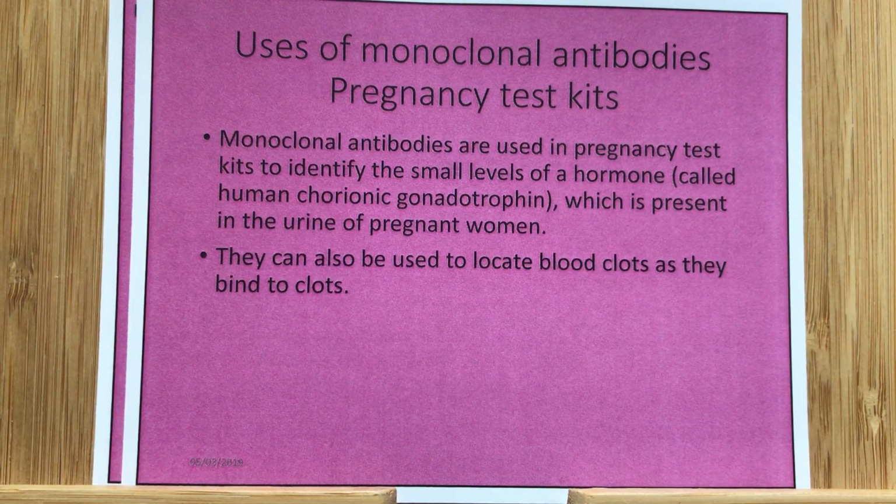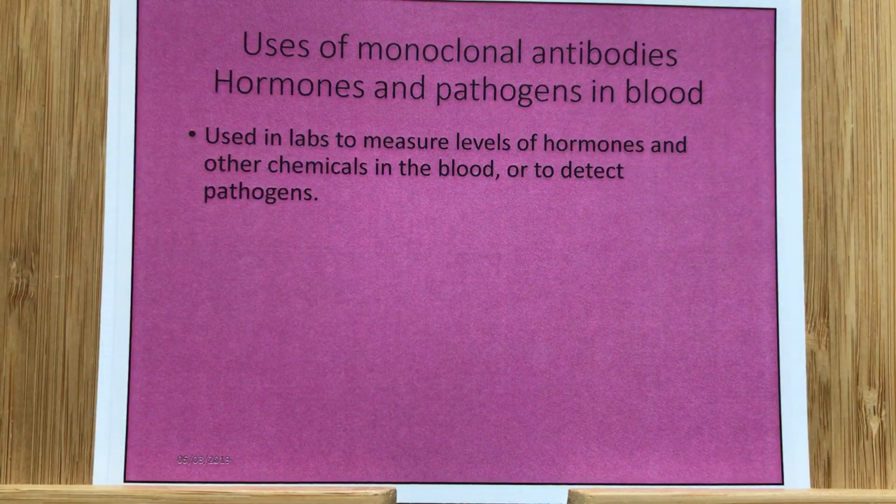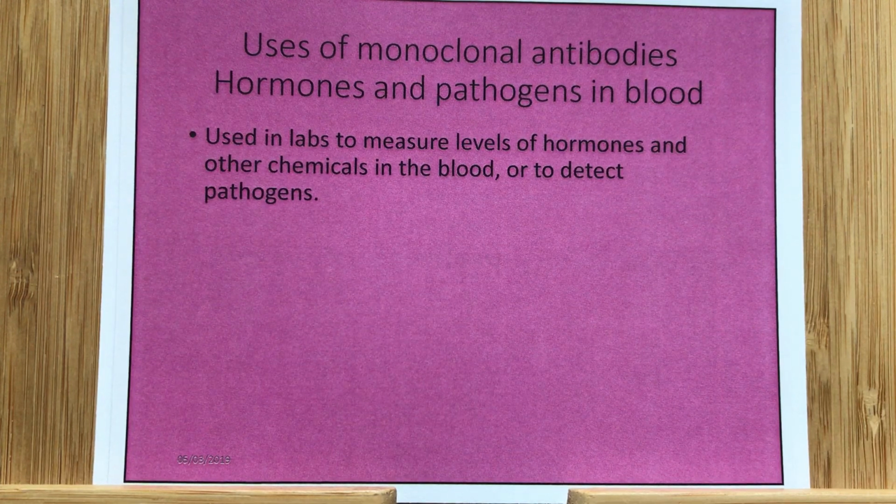So it's all about mobile and immobile monoclonal antibodies attached with the blue dye that either attach to the hormone HCG or attach to just normal urine. Monoclonal antibodies can also be used to locate blood clots as they bind to the clot. So they can have markers on them, they bind to the clot, and then you can scan the person and find out where that clot is. Other uses of monoclonal antibodies, they can be used in labs to measure levels of hormones and other chemicals in the blood or to detect pathogens.